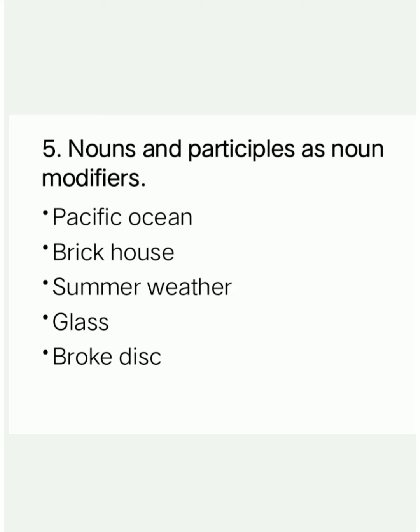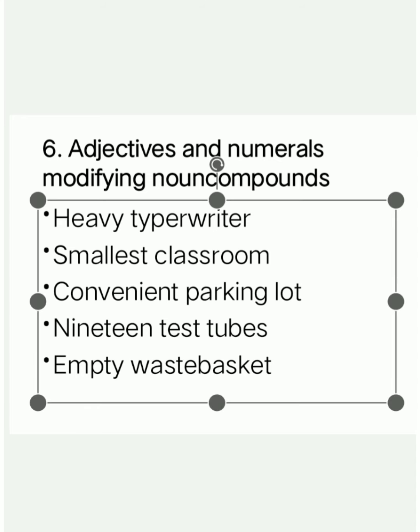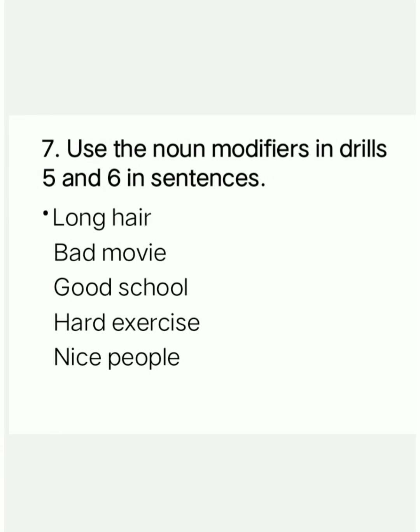Number 5. Nouns and participles as noun modifiers: Pacific Ocean, brick house, summer weather, glass window, broken desk. Number 6. Adjectives and numerals modifying noun compounds: heavy typewriter, smallest classroom, convenient parking lot, 19 test tubes, empty waste basket. Number 7. Use the noun modifiers in drills 5 and 6 in sentences.